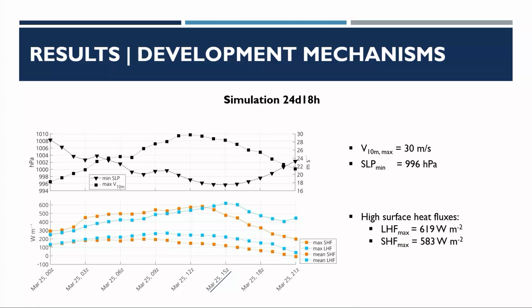The maximum 10-meter wind speed reached is 30 meters per second. And it's interesting to see also the surface heat fluxes, which are at the bottom figure. The orange represents the sensible heat flux, and the blue line represents the latent heat flux. The continuous line is the maximum, and the dashed line represents the average. As you can see, the latent heat flux on average is slightly more important than the sensible heat flux, and also the maximum attained is higher.